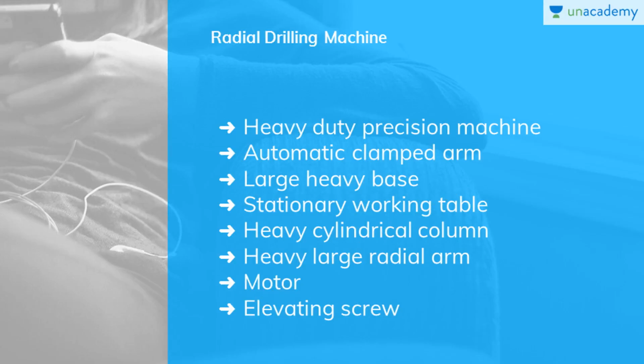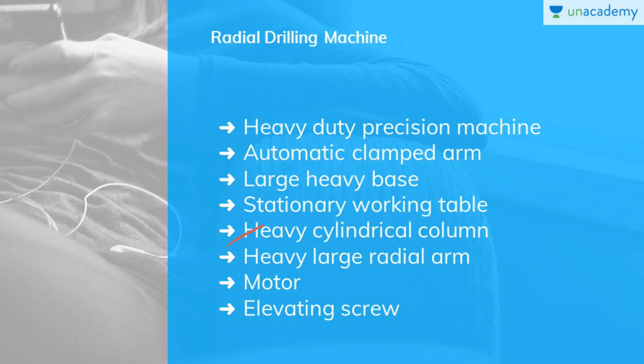So let's move on to our radial drilling machine, which is the main drilling machine which we'll be seeing in mechanical sectors. It is a heavy duty precision machine which is designed for universal movements of the arm with the help of a tool head over a stationary workpiece. Its arm is automatically clamped on the vertical column where the elevating mechanism is stopped. It consists of a large heavy base on a stationary work table, and a heavy cylindrical column which is mounted over it.